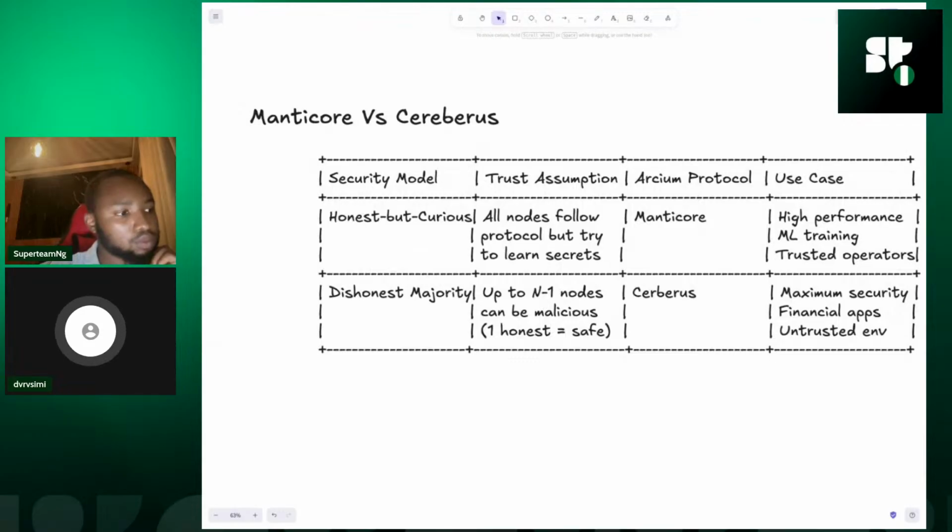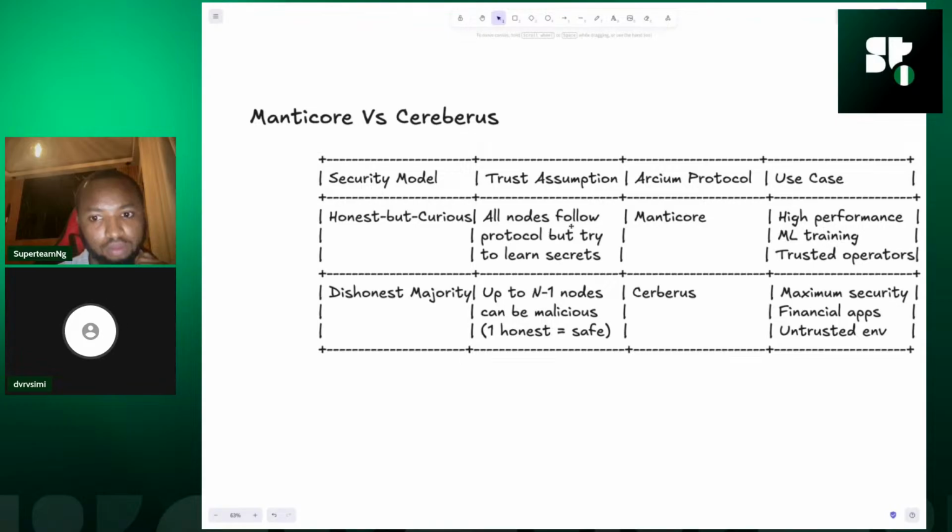So we'll just quickly talk about the two protocols that Arcium currently has, and their differences. Arcium provides two MPC protocol backends, each optimized for different trust assumptions. For Manticore, you can basically think of it as your own personal setup. You know that you can trust these nodes, and you can just do whatever you want with it. You can run wild with it.